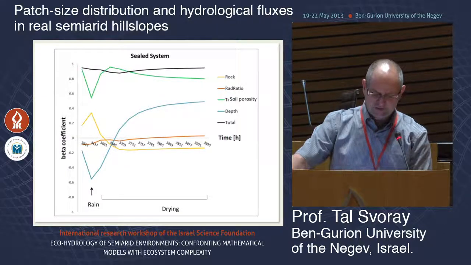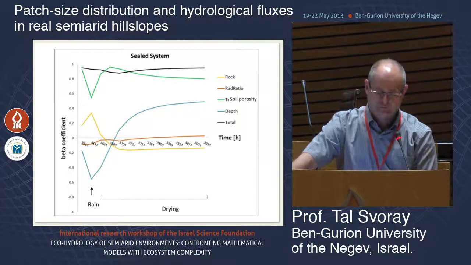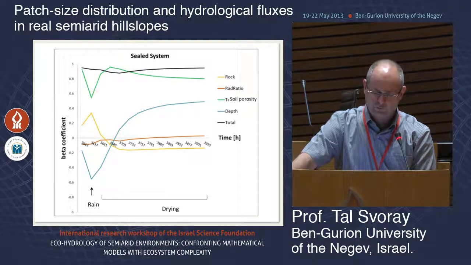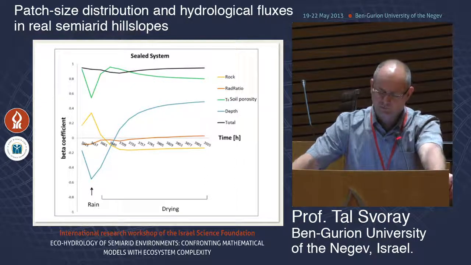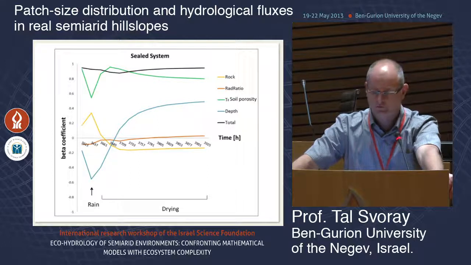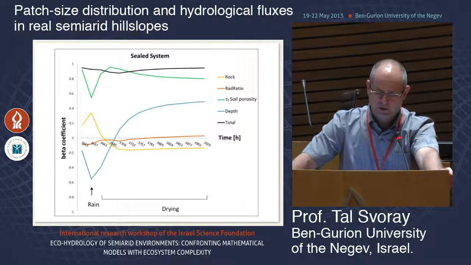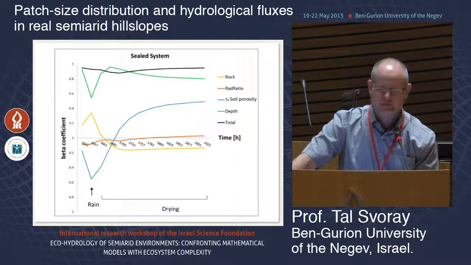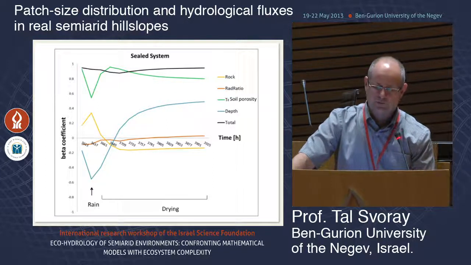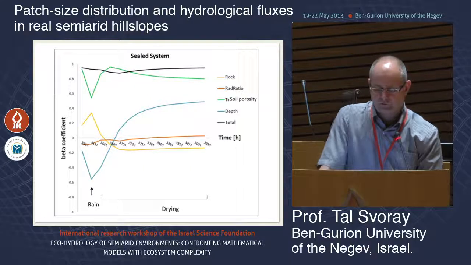So we see here the results of the beta coefficients of those four factors. In black we see the R square along the time. And what we can see here is that the most effective factor is the soil porosity at all times. It's more important than the others. This is a silt system. At all times, it's the most important parameter to affect the soil moisture.